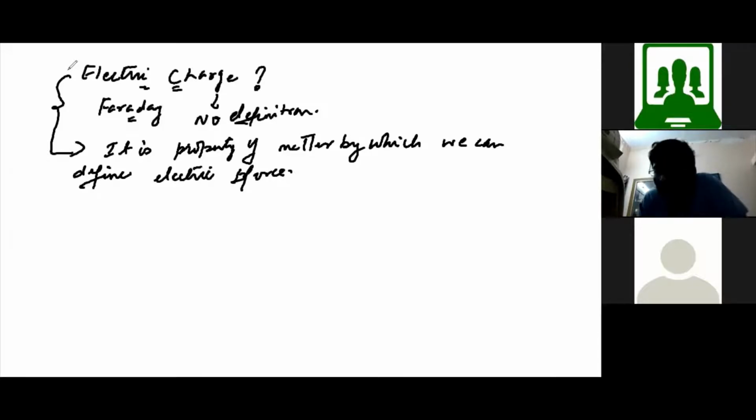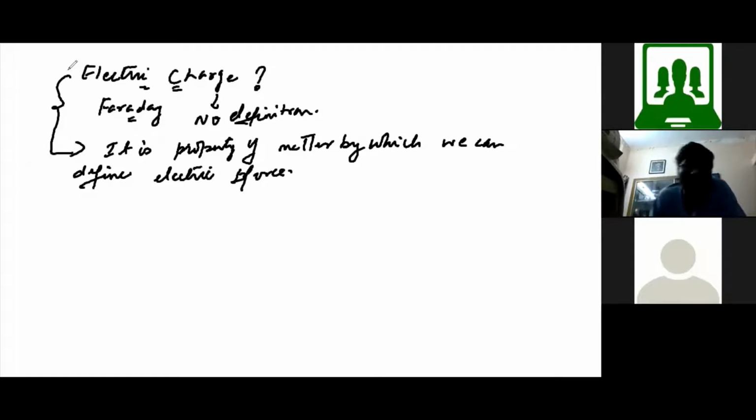Have you studied mass in your class 11th? I think yes. The same thing: mass is also not having a definition. What is mass? Mass is a property of matter. That is simply the description of mass, but it is not the real definition. Similarly, charge is also not having a definition. It is just a property of matter by which you can define the electric force.